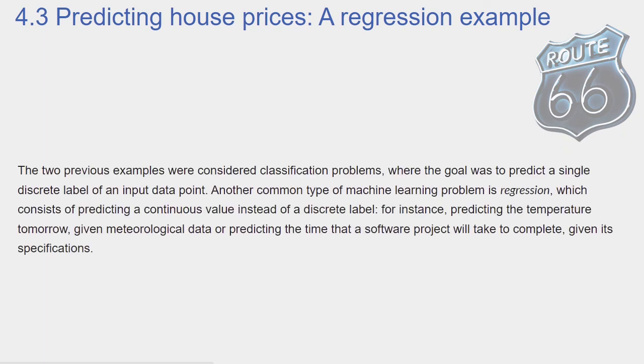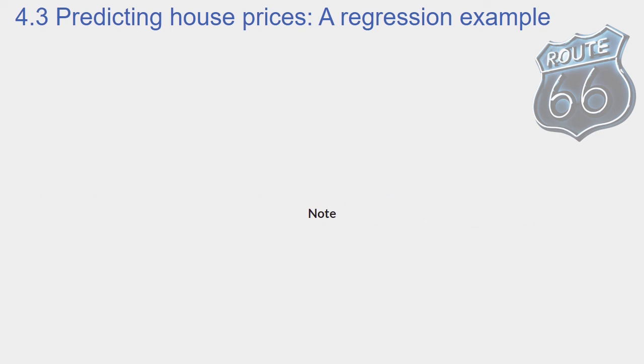Section 4.3. Predicting house prices. A regression example. The two previous examples were considered classification problems, where the goal was to predict a single discrete label of an input data point. Another common type of machine learning problem is regression, which consists of predicting a continuous value instead of a discrete label. For instance, predicting the temperature tomorrow, given meteorological data, or predicting the time that a software project will take to complete, given its specifications.